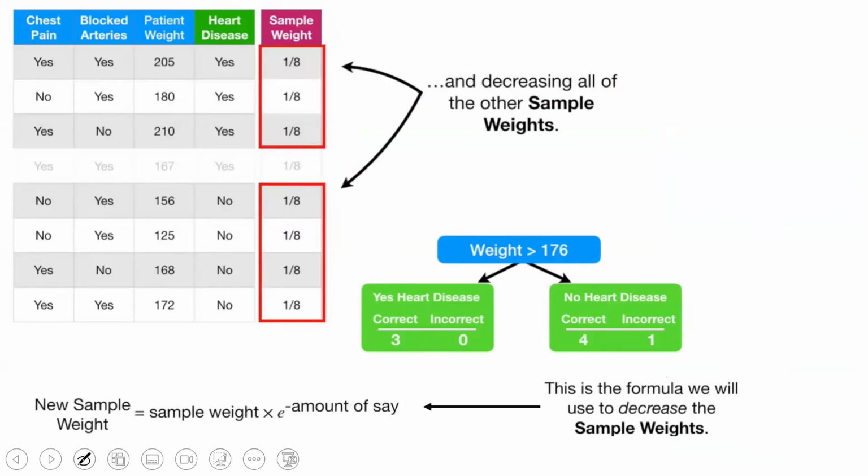Now, what is the new sample weight for the rightly classified samples? If you take this particular stump, it has done a great job with these records. Out of 8 records, it rightly classified 7 records. So what will be the new sample weight for these records?